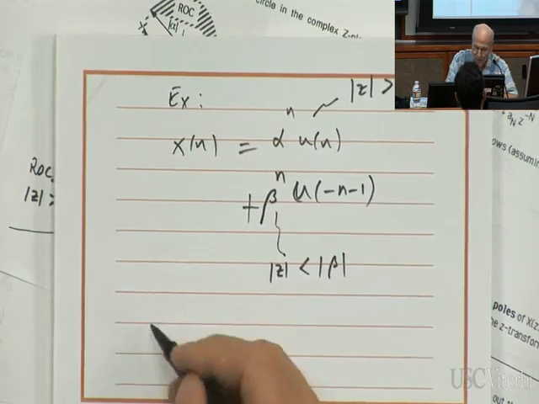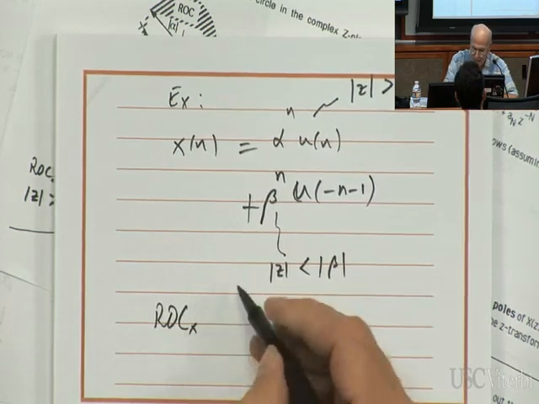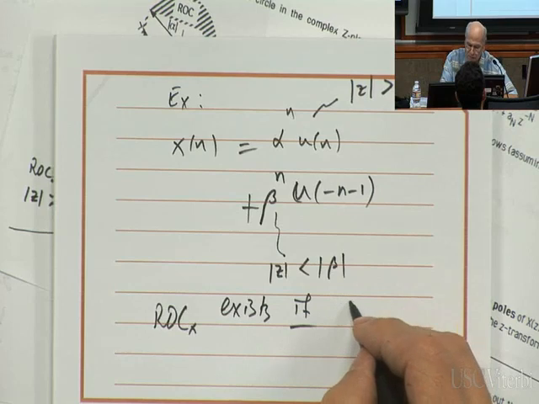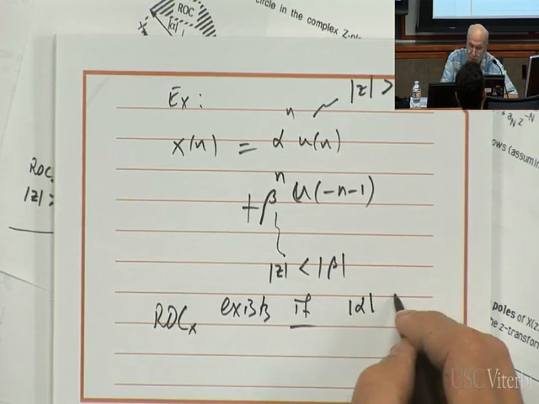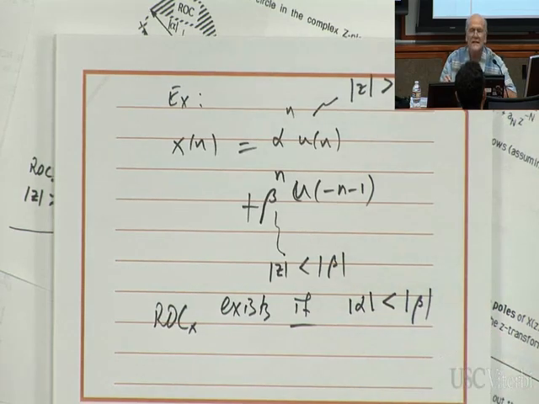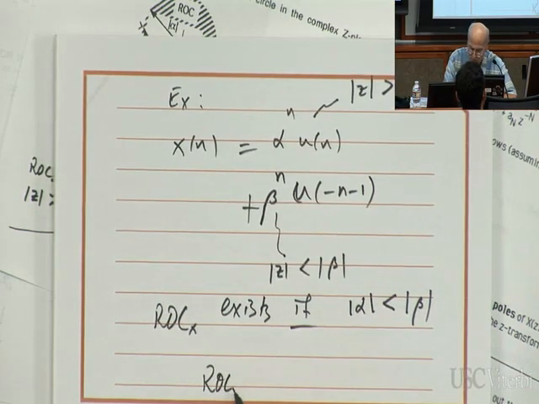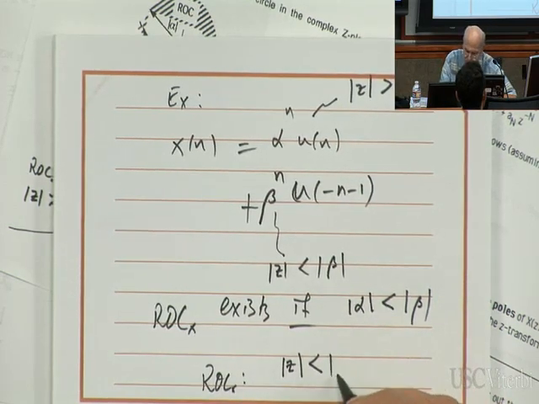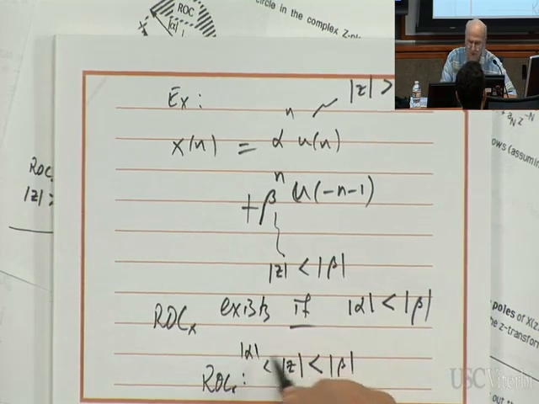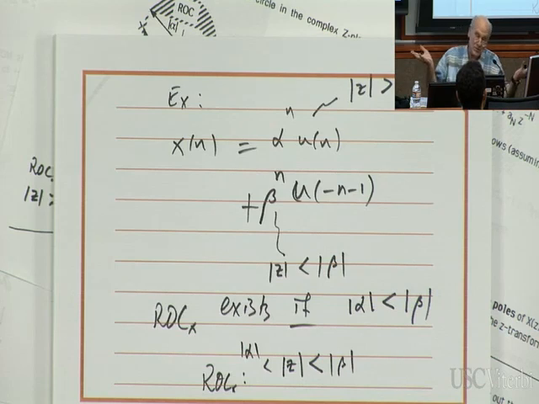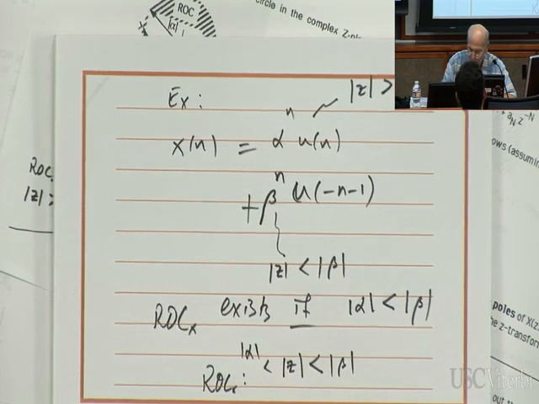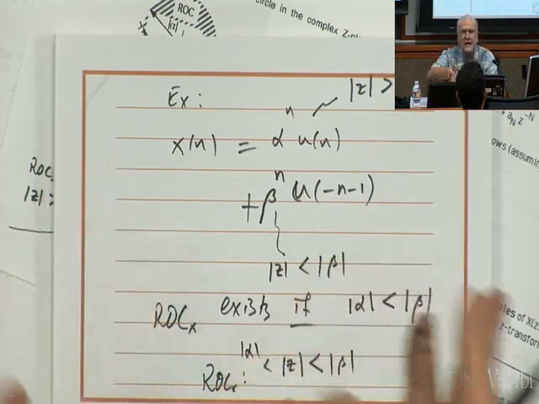Only if the magnitude of alpha is less than the magnitude of beta does the ROC exist. In that case, the ROC would be the magnitude of z less than the magnitude of beta and greater than the magnitude of alpha. So this is a very interesting case. We'll come back to that. It doesn't hurt to go ahead a little bit, but this is a very interesting case where the region of convergence is actually kind of a donut region, or not donut, but this annular region.